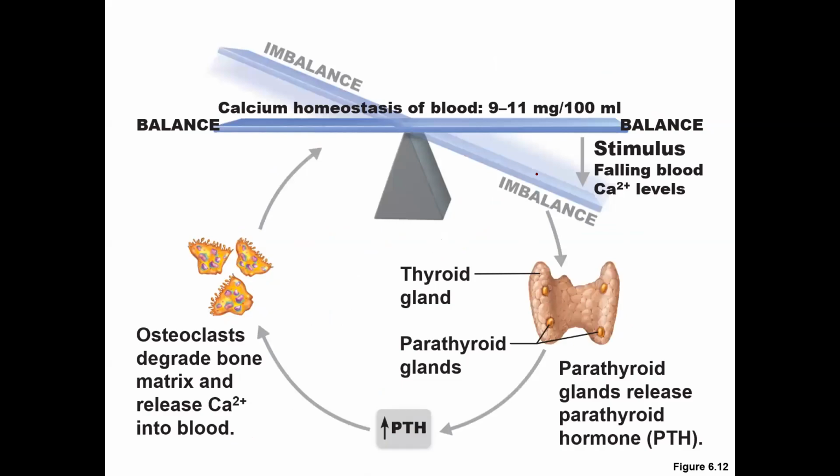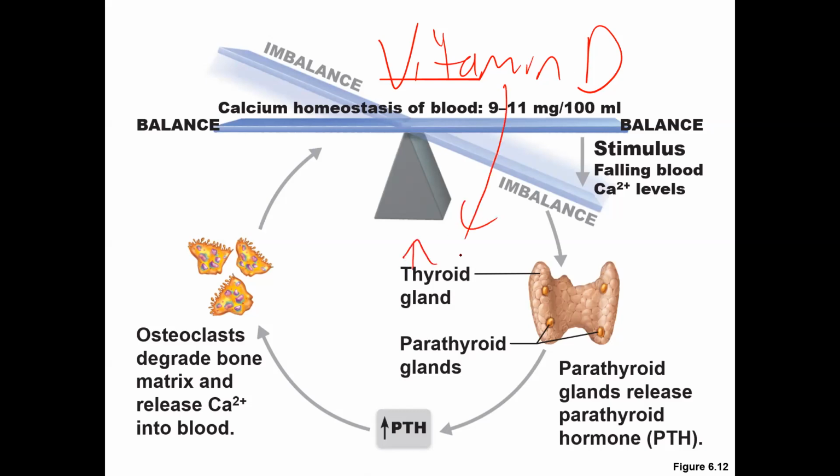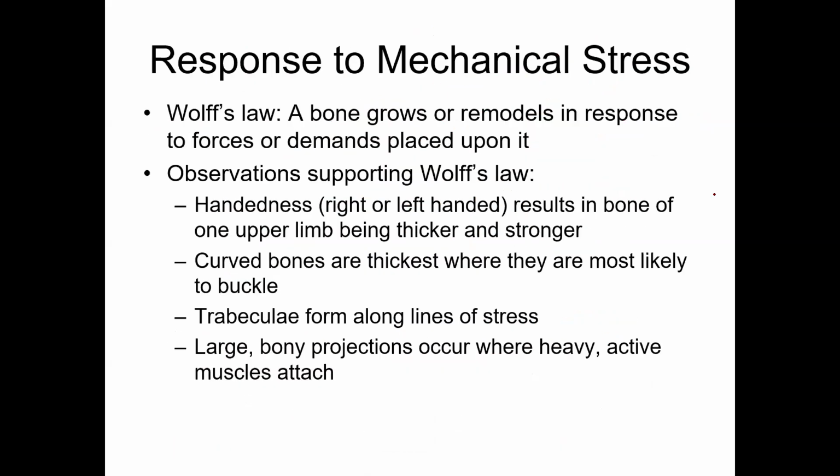The other hormone that we care about here is vitamin D. Now, vitamin D, we call it a vitamin because we put it in food, but in reality, it's a hormone that you make. And vitamin D is going to raise blood calcium levels. And as you're aware, vitamin D allows you to absorb calcium from the small intestine. So that's all hormonal control.